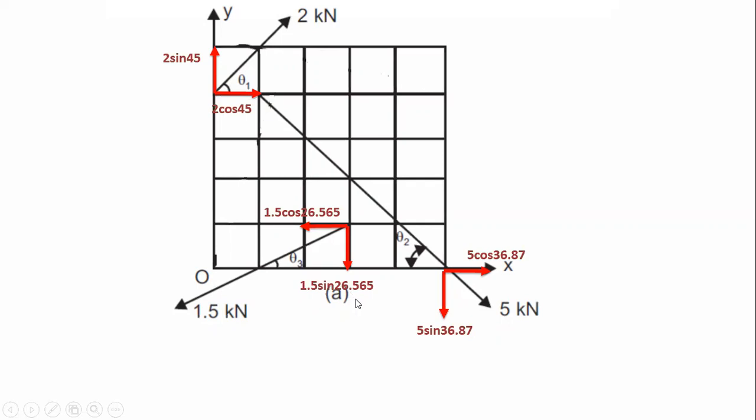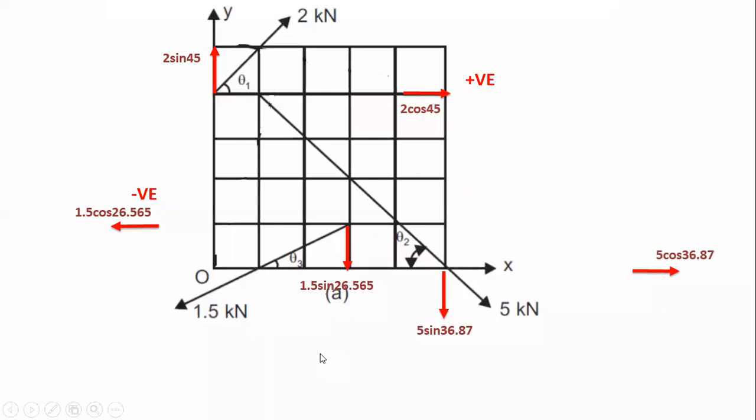Once this step is followed, the next step is to make the summation of x directing forces and the summation of y directing forces. Now let us make the summation of x directing forces. Summation of x: this force is going in the right side direction, that's why we take it as positive. 2 cos 45 is positive. 1.5 cos 26.56 is going in the left side direction, that's why it is a negative force.